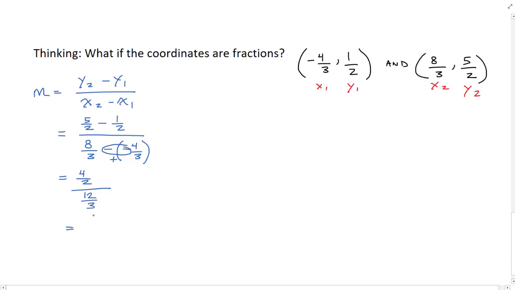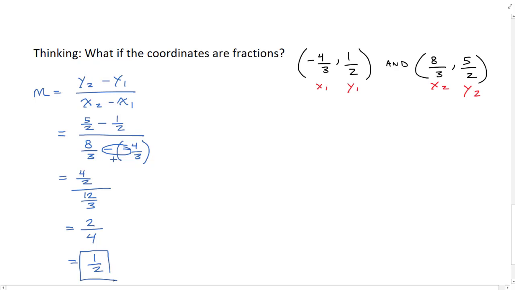Well, both of these fractions can be reduced, right? So 4 divided by 2 on top, that can reduce to 2. And 12 divided by 3 on the bottom, that can reduce to 4. So look at both the fractions reduced in this case to whole numbers. Now, obviously, that won't be the case with every fraction you encounter your entire life, but today they should reduce. And finally, 2 over 4 obviously reduces even farther. So I've got 1/2. There you go.